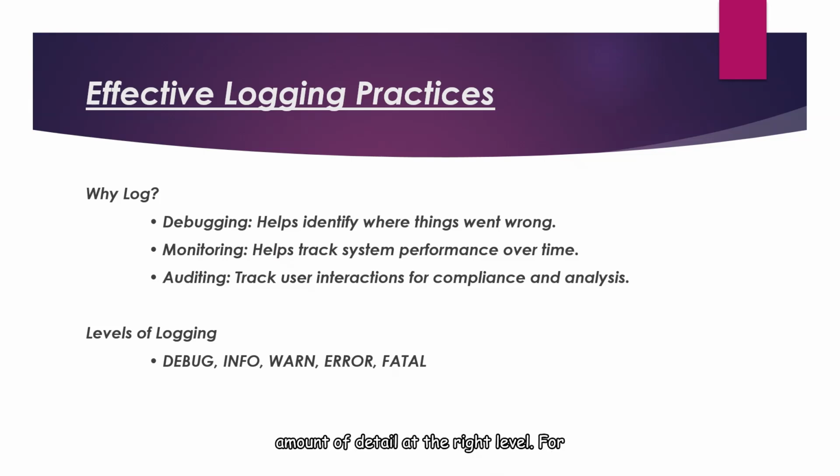For example, debug logs are for detailed information useful during development. Info logs give you general information about system operation. Warn signals potential issues. Error is for actual problems that need attention, and fatal indicates a critical failure that likely crashes the system. Properly using these levels ensures that logs are not overwhelming but still provide meaningful insights into the system's health.